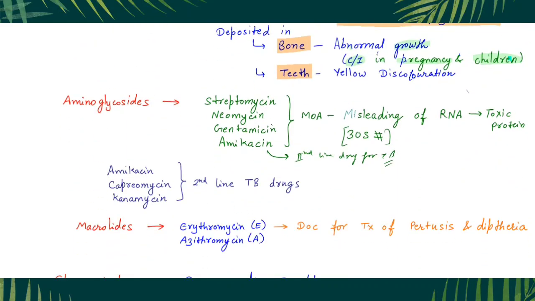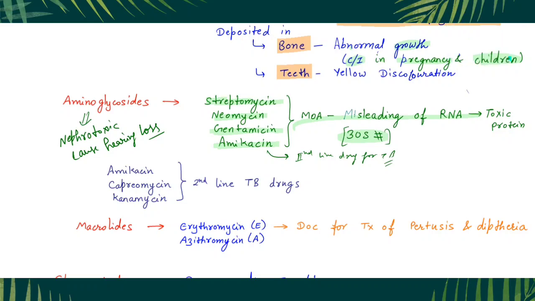Aminoglycosides, remember all aminoglycosides are nephrotoxic, and they cause hearing loss by damaging the hair cells. Examples: streptomycin, neomycin, gentamicin and amikacin. What is the mechanism of action? The misreading of RNA. Don't forget that they are 30S inhibitors.